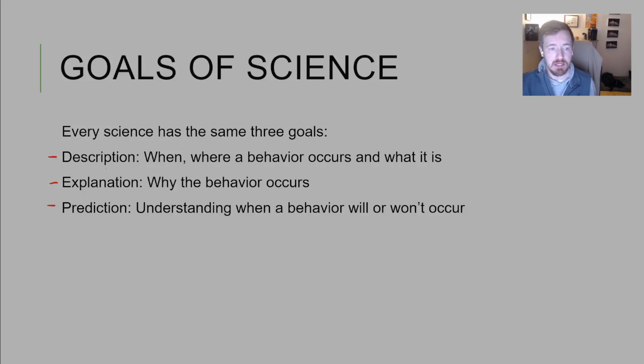Just as a recap, describing behavior is when we talk about the topology of that behavior. If I can throw a big word at you, topology basically means what does this behavior look like? When does it occur? Where does it occur? Under what circumstances does it occur? So describing the different facets and characteristics of a behavior. Second, we have explanation, which is talking about why that behavior exists, where it came from. And predicting, which is understanding when a behavior will or will not occur.